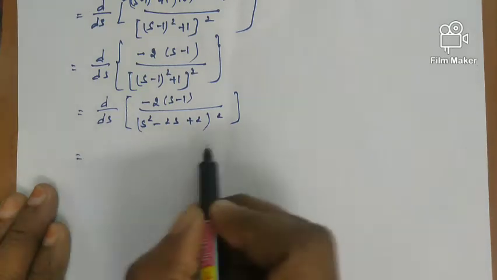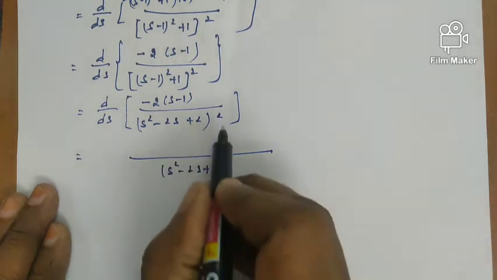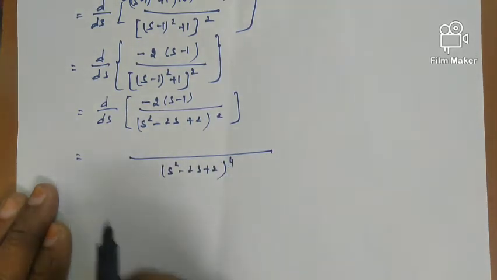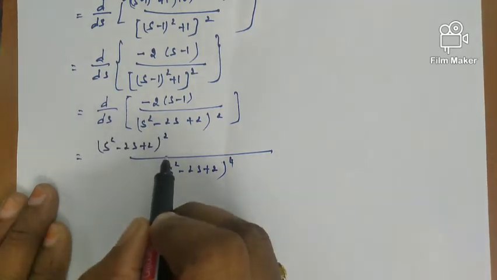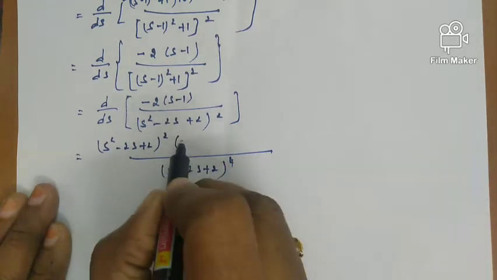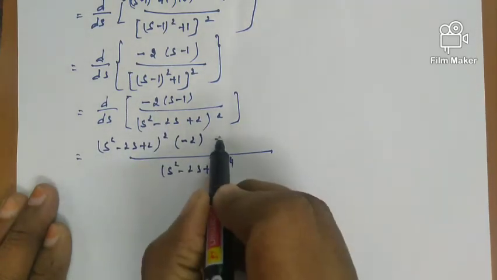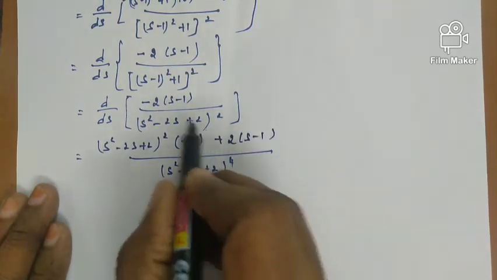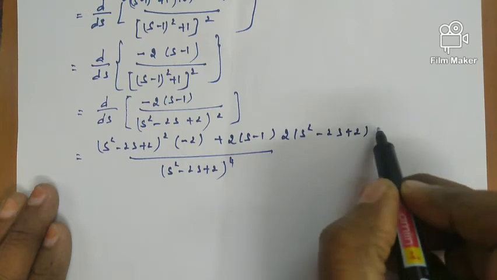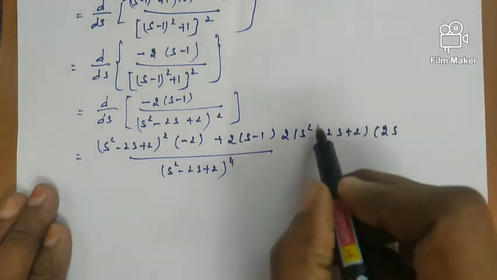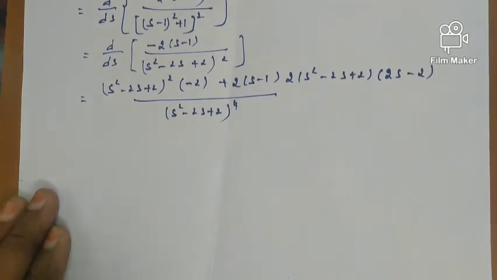Okay, so denominator the whole square, so (s square minus 2s plus 2), already power is 2, so that will become power 4, and then (s square minus 2s plus 2) the whole square, into differentiation of this one, so minus 2 into 1, so we can write minus 2. Then minus into minus, plus 2 into (s minus 1), differentiation of this term, 2 into (s square minus 2s plus 2) into what? Into 2s, s square minus 2. Okay, so this is the differentiation for the second one.